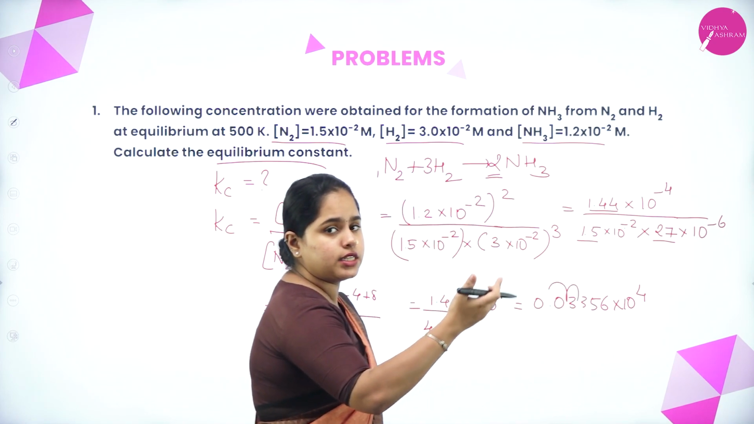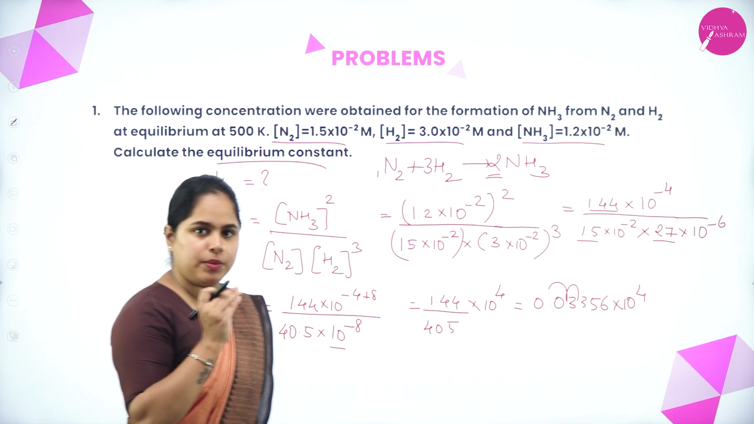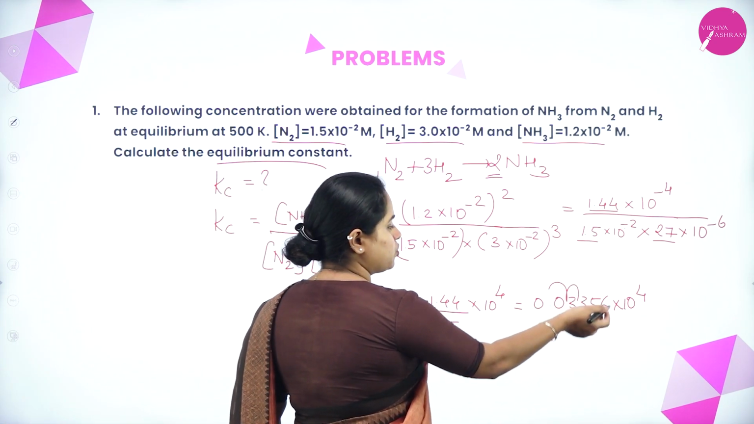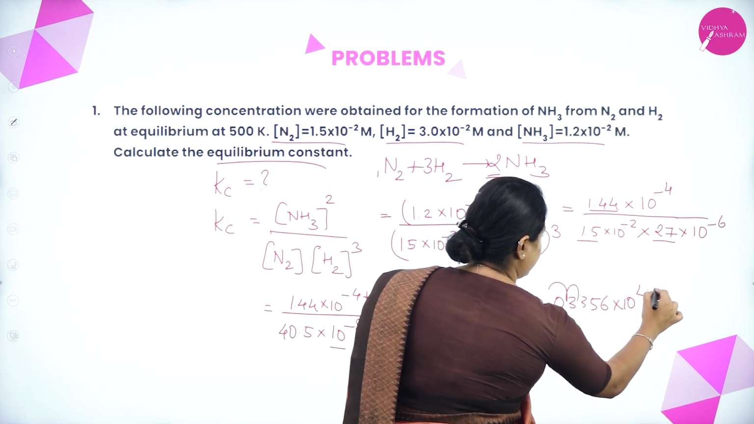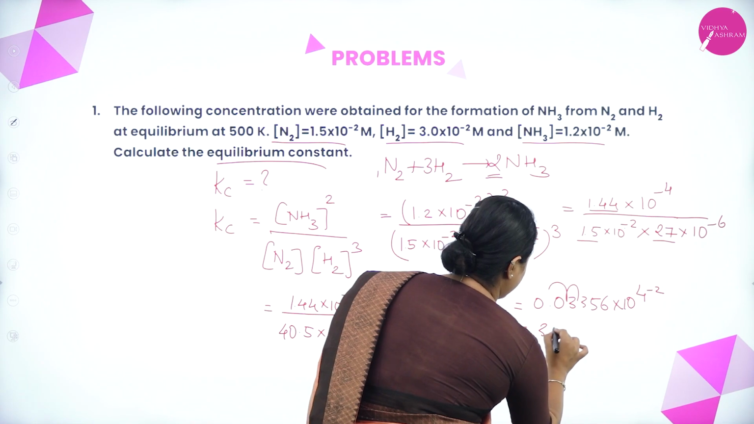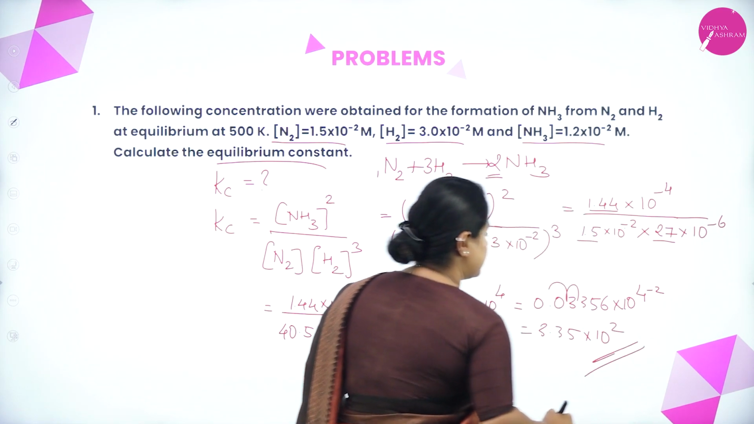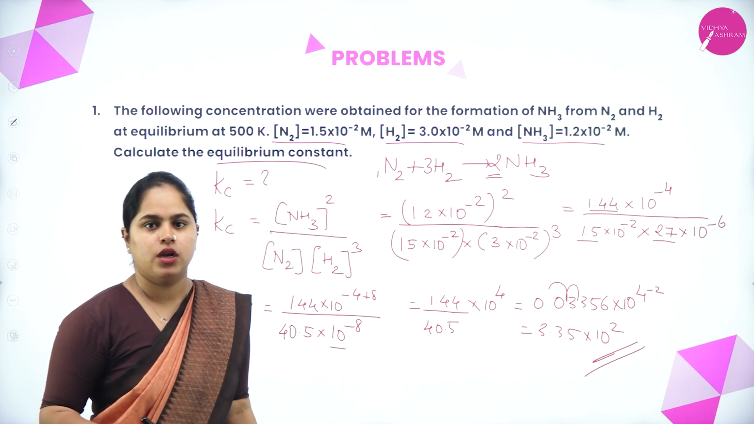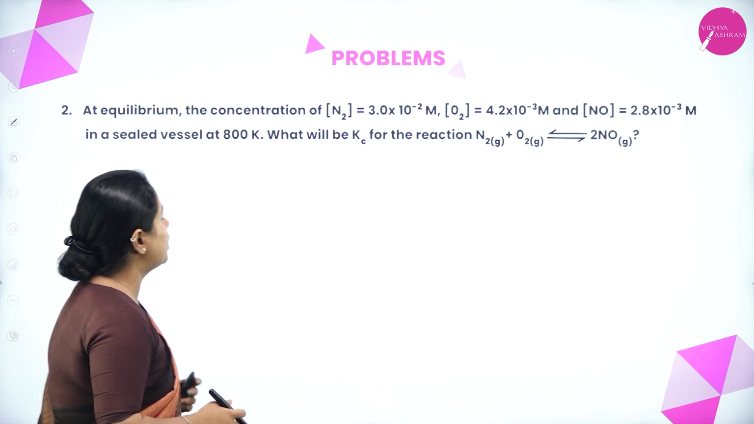If we are moving the decimal point 2 places to the right, what happens to the power? It will be negative. So 2 places to the right means it will be minus 2 on the power. So it will become 3.35 into 10 to the power 2. So that is the equilibrium constant. As it is a constant, no units will be written there. Moving on to the next question.